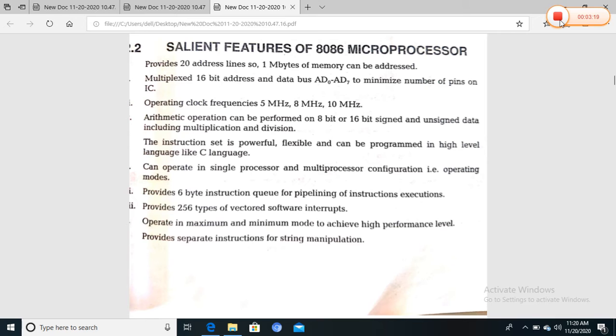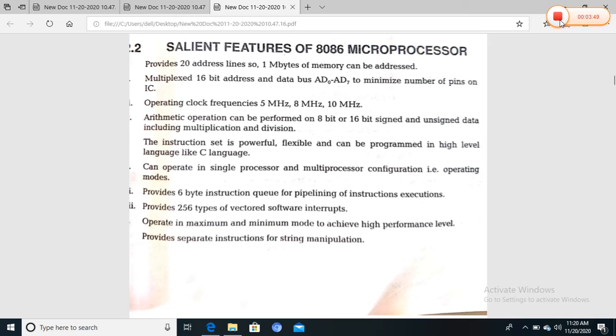The instruction set is powerful and flexible, and can be programmed in a high-level language like C. It can operate in a single-processor as well as a multiprocessor configuration. There are two operating modes, maximum mode and minimum mode. It also provides a 6-byte instruction queue for pipelining of instruction execution.